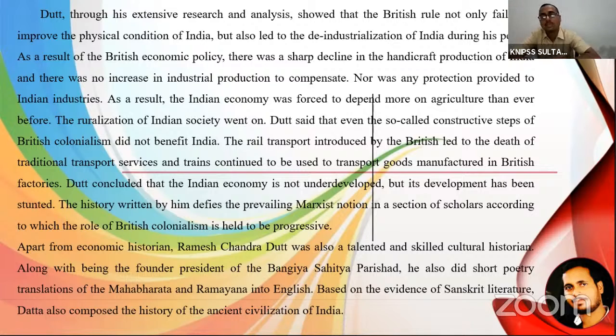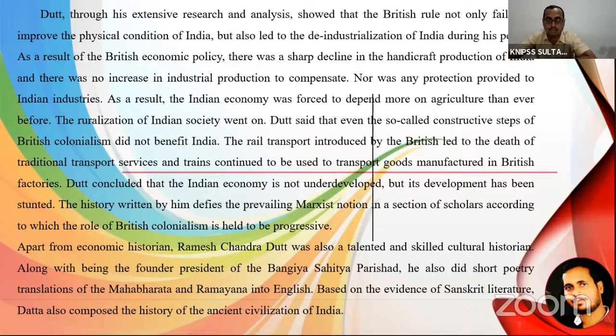His historical writings defeat the prevailing Marxian notions among sections of scholars, according to which the roots of British colonialism were held to be progressive. In that period, the Marxian history writers opposed Datta. They said that the steps for agriculture, railways and transport development were for the development of India, and that the Britishers were taking many steps for the development of the Indian economy, but this was not the real situation.